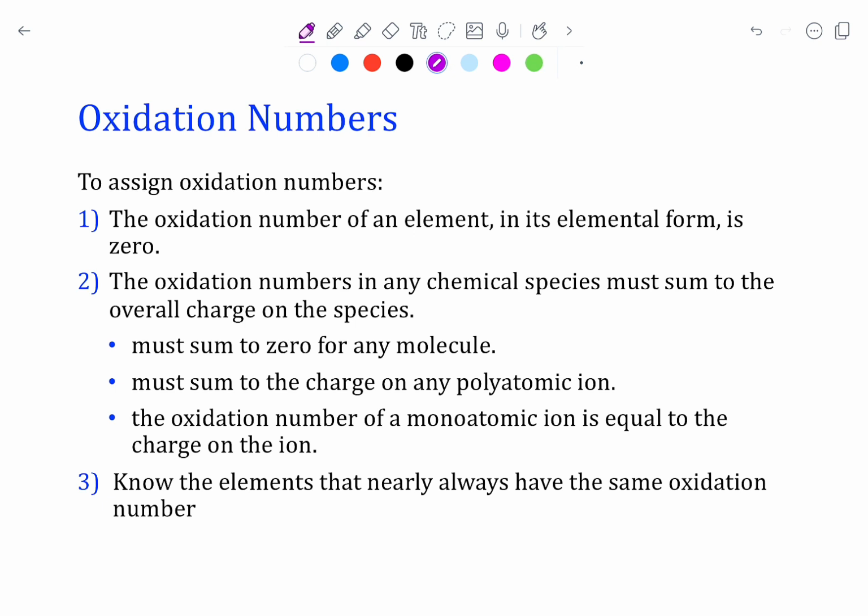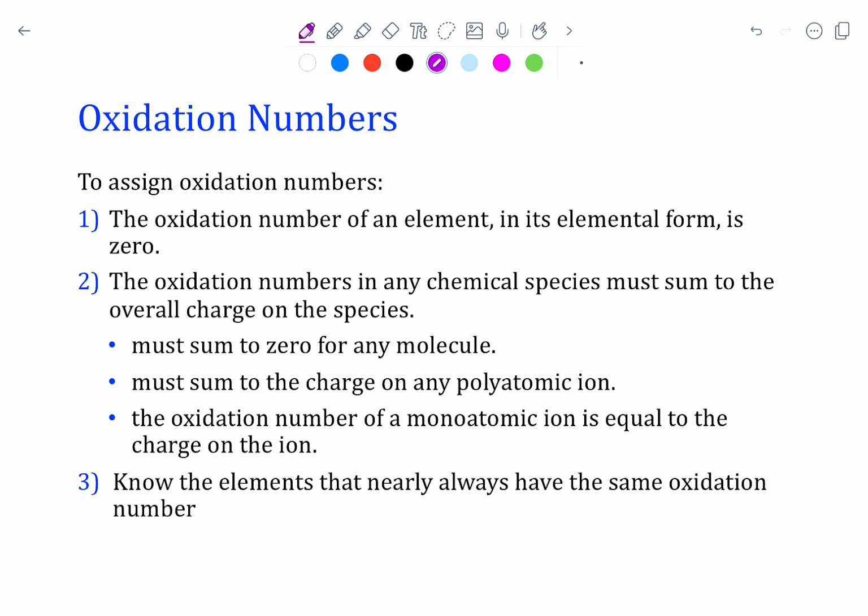So the first one is the one that we've been saying all along. The oxidation number of an element in its elemental form is 0. The charge of an element in its elemental form is 0. So that corresponds to its oxidation number. The oxidation numbers in any chemical species must sum to the overall charge of that species.